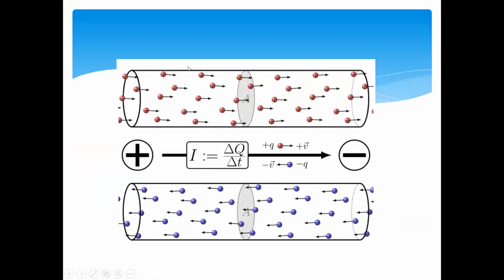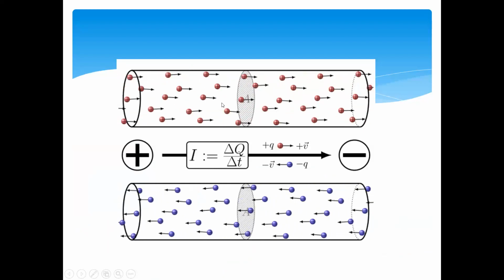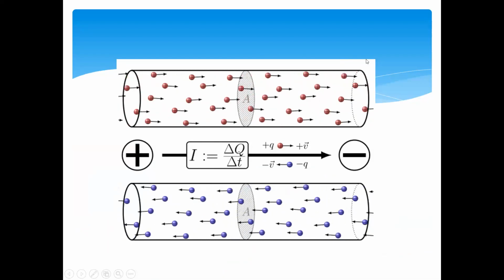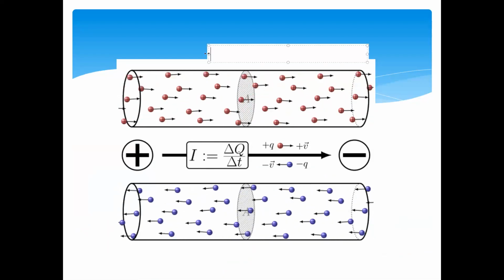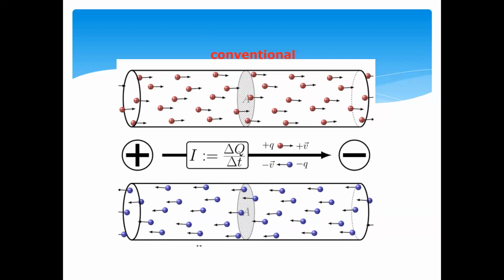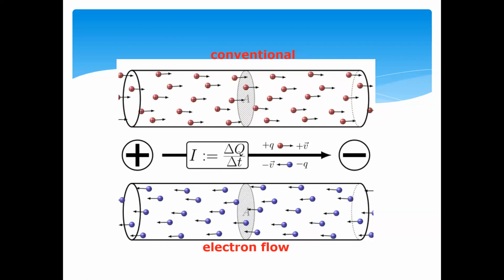As you can see here, this is an animated image. Current is basically the flow of the charges. If it is moving from positive to negative, the top one is the conventional current. Whereas the bottom one, it's from negative to positive, so that is representing the electron flow. Electrons will move from negative terminal to the positive, but the conventional current is from positive to negative.